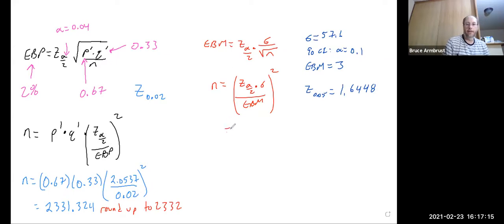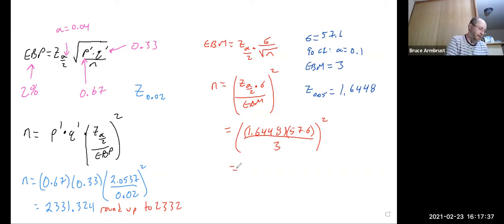All right, well, let's plug everything in. So 1.6448 times 57.6 divided by 3. Take that whole thing and square it. So again, this is just a calculator exercise. Let's see what mine says.